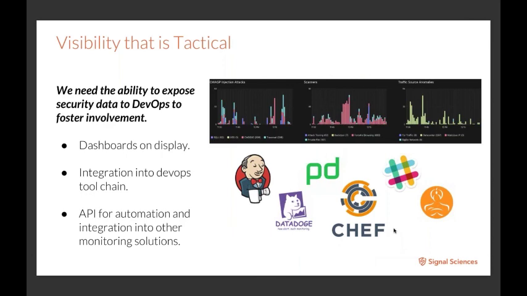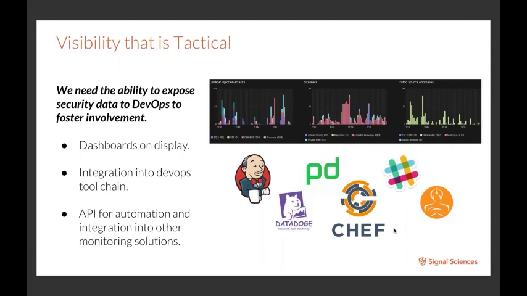So this is having the data displayed on dashboards that might be on the TV up on the wall, along with the developers or operation teams, and integration into the DevOps tool chain. So really, the tools that the DevOps folks are using throughout their day, right? The security solution should just be a natural part of that. And then of course, APIs for automation and integration into other monitoring solutions.